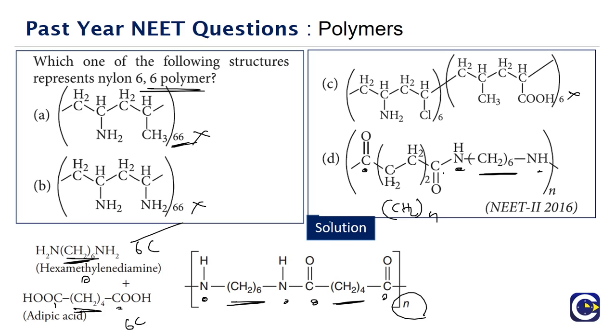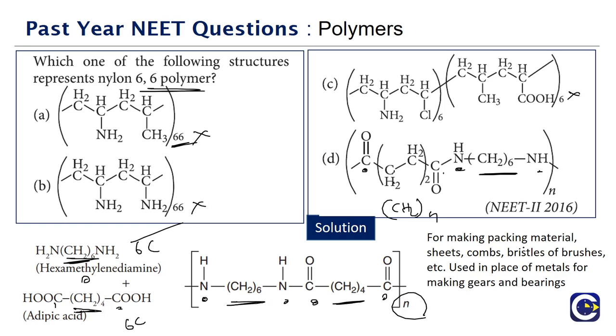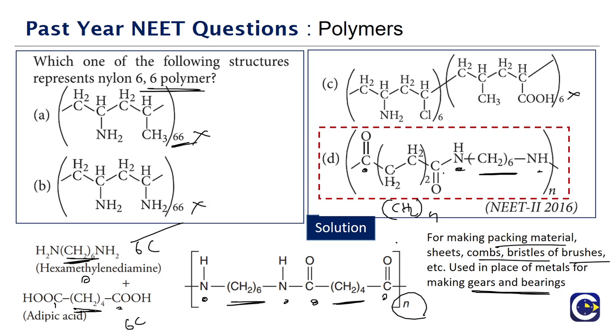Nylon 6,6 is an important polymer that is used for making packing material, sheets, combs, bristles, brushes, and sometimes it is also used as a replacement for metals in making gears and bearings. But what is the answer for this question? It is about the shape or structure of nylon 6,6, which is option D.